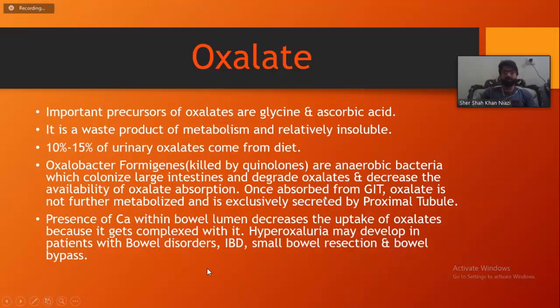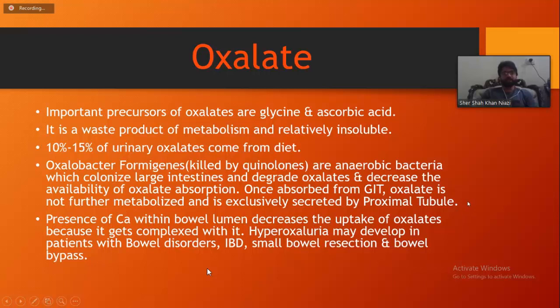Because they degrade oxalates. Once absorbed from the GIT, oxalate is not further metabolized and is exclusively secreted by the kidney. The presence of calcium within the bowel lumen decreases the uptake of oxalates because it gets complexed to it. So if you want fewer oxalates to get absorbed from the GIT, calcium is useful because it binds with oxalate and stops its absorption. Hyperoxaluria may develop in patients with bowel disorders, IBD, bowel resection, or bowel bypass.